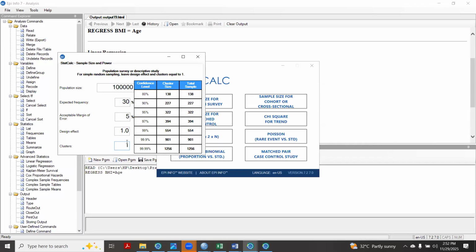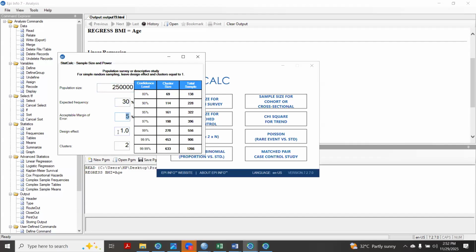But if you are collecting from 2 clusters, it means you divide that number by 2. Each cluster will be 161 times 2. So if your population is more than 100,000, let's say your population is 250,000, the sample size will also change. You have to know your expected frequency, meaning the frequency or the prevalence of that condition that you want to test in your research. That's what you're going to put here.